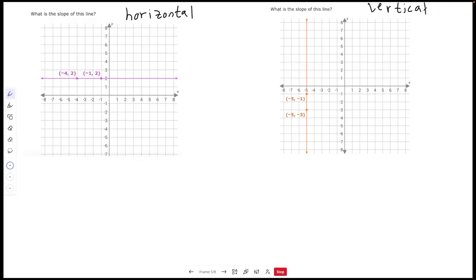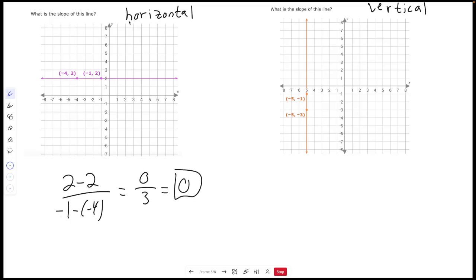And so when we do the slope formula here, on the top, we're going to do 2 minus 2 over -1 minus -4. And that will give me 0 over 3. 0 divided by anything is just 0. And so for any horizontal line, the slope is always 0. You see a horizontal line, doesn't matter where it is on the graph, the slope is just 0.